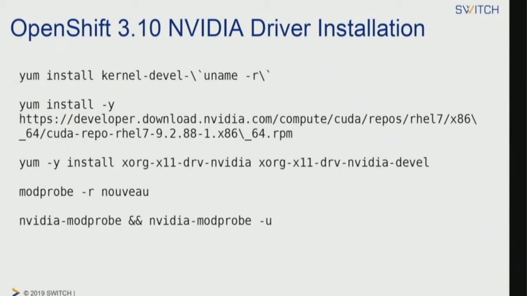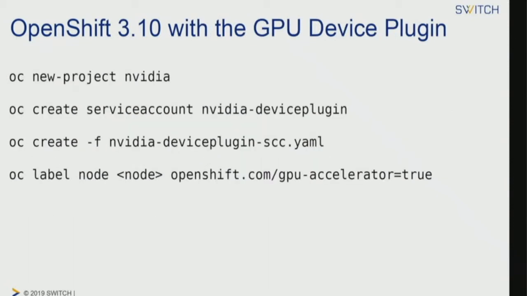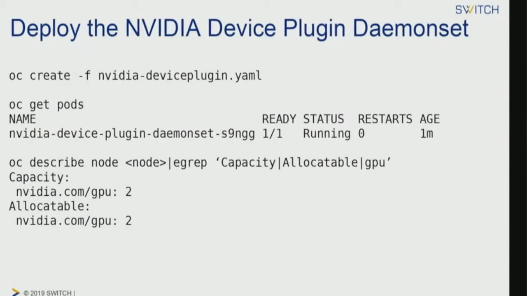And how does it work? Well, first of all, you have to prepare the drivers on the host where OpenShift will be running. So you have to basically run a couple of yum install commands. And then when you create a new project and a new service account, you have to label your projects using the GPU acceleration equal true label. This will tell OpenShift that you are going to use GPUs on your pods. Then you need to deploy a Daemonset.